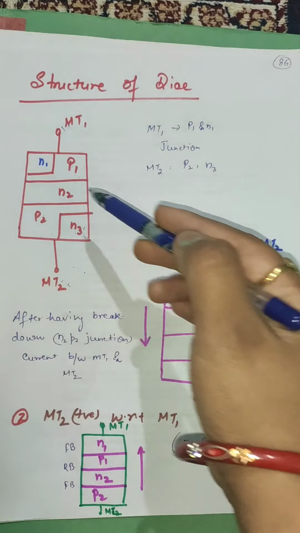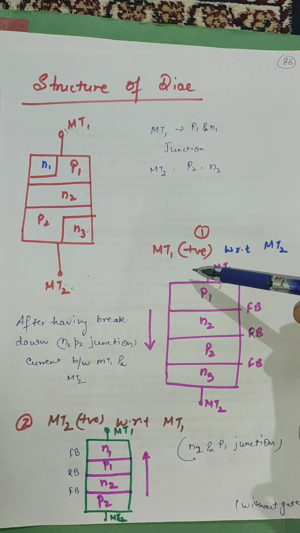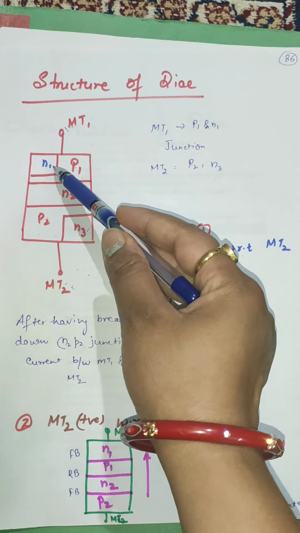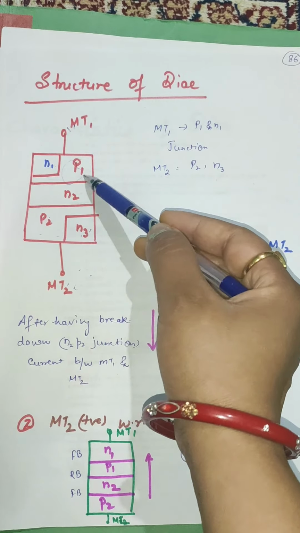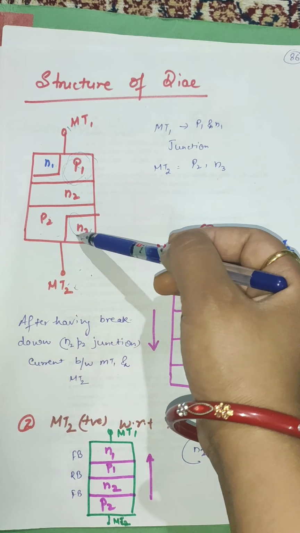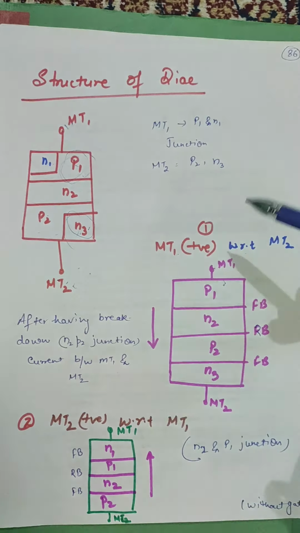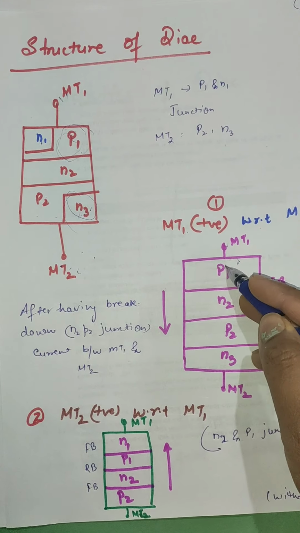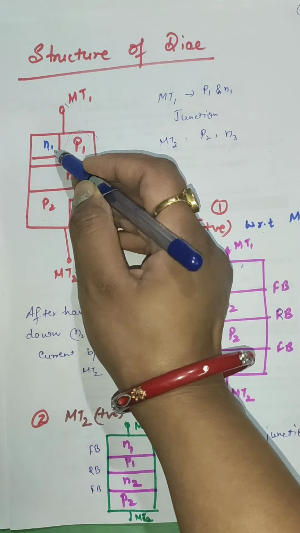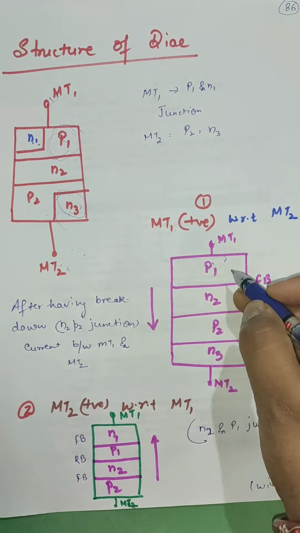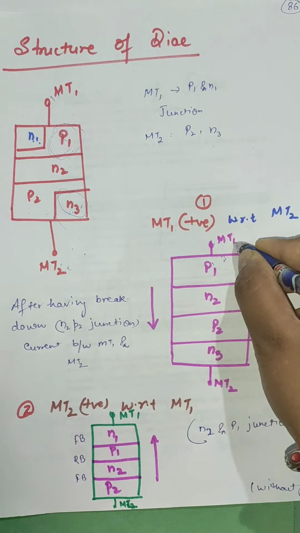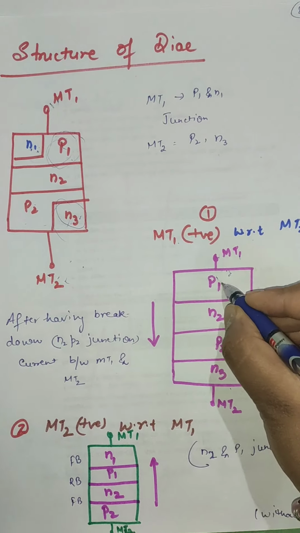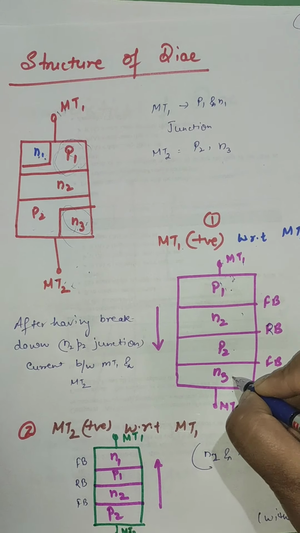So when MT1 is positive, the polarity will be P1, the majority carriers are there, and N3 will be the majority carrier in MT2. So we can neglect N1, because MT1 is more positive than MT2. So N1 is neglected. We have P1, N2, P2 and N3.